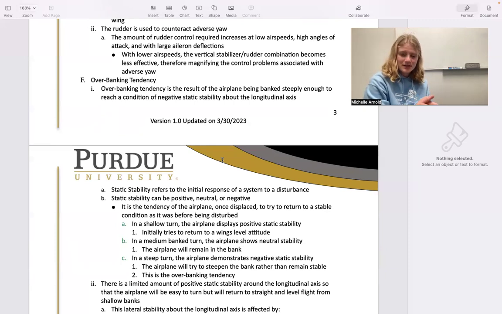Neutral static stability, the plane is going to not get worse, but stay with whatever the control input was. So if you're turning to the left and then you let go of the yoke, it's going to stay in that left turn. Well, with positive stability, when you turn to the left and you let go of the yoke, it's going to return to level flight. And then negative static stability is when you turn to the left and you let go of the yoke, and it's going to increase that left turn, which is not what we want.